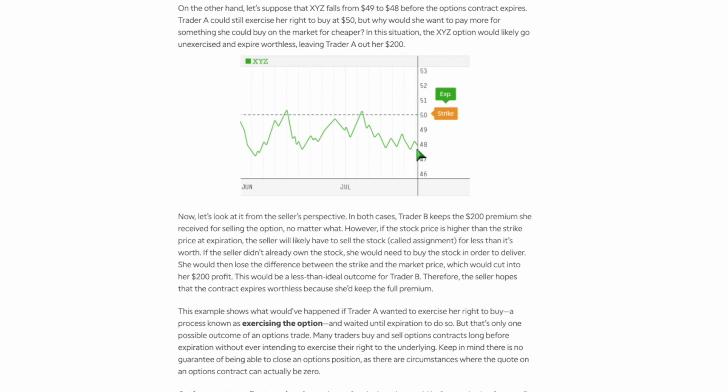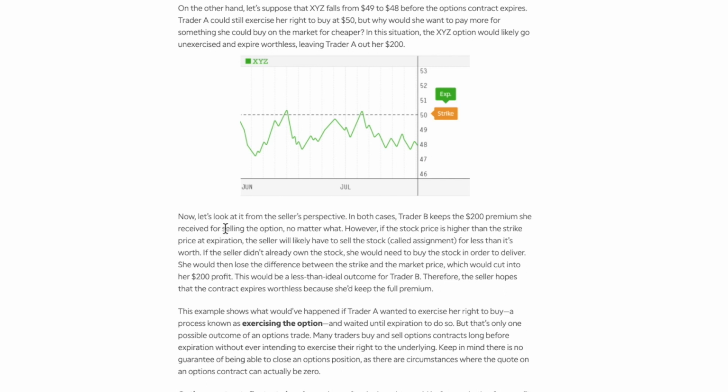So if the actual market price is lower than what the coupon allows her to buy at, what is this coupon worth now? Essentially nothing. That's why it would go unexercised and expire worthless, because the coupon to buy at a cheaper price doesn't have value when the actual price is already lower than the rate the coupon locks in.